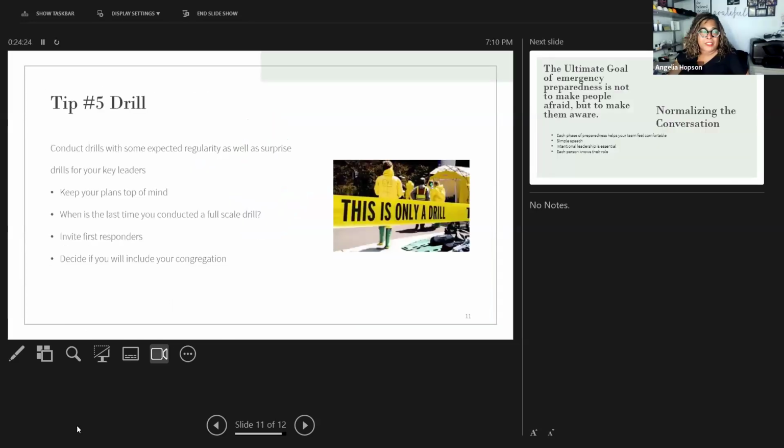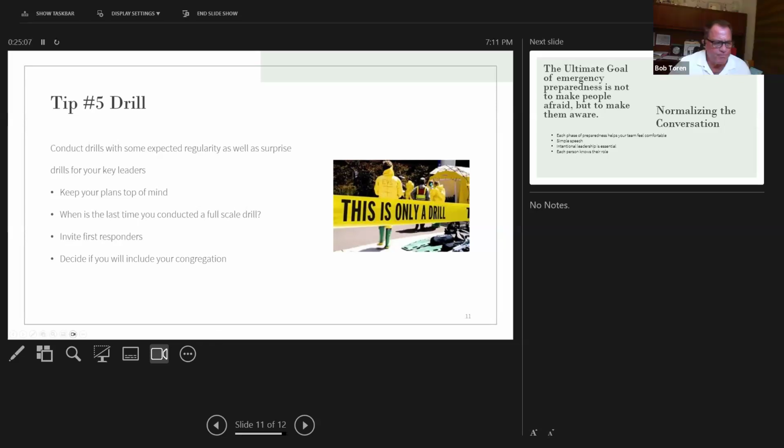All right, tip number 5 is the drill. So conducting drills with some expected regularity is really important, as well as a surprise drill for your leaders. Now, Gary, we can put our heads together and determine whether or not a surprise drill is good at church. I'm not sure I would do it for the congregation, but I would certainly try to do a few for leaders. If you got all of your leaders together for a meeting, to pop a surprise drill for them might not be a bad thing. Keep your plans top of mind. And anybody ran a full-scale drill other than Gary? Anybody? Nope. Okay.